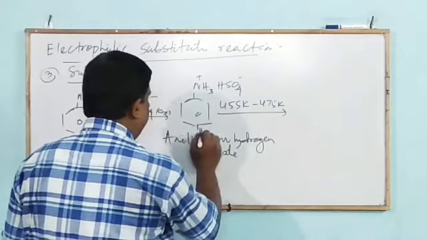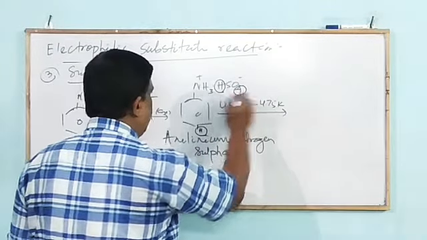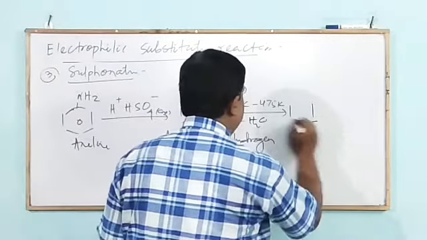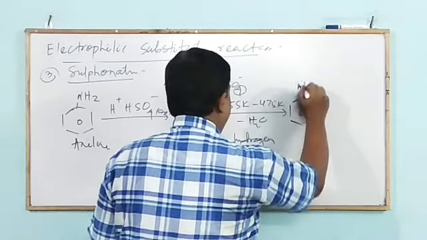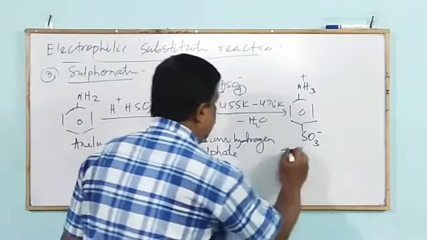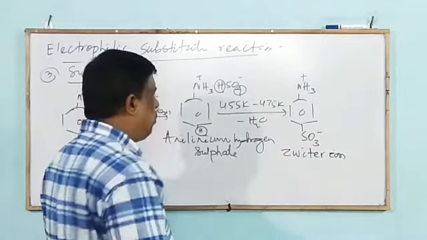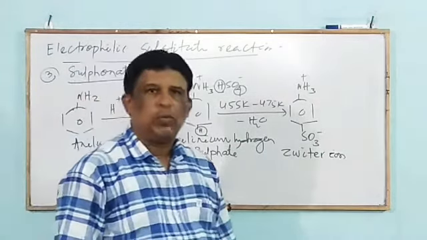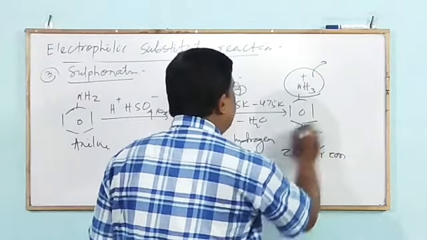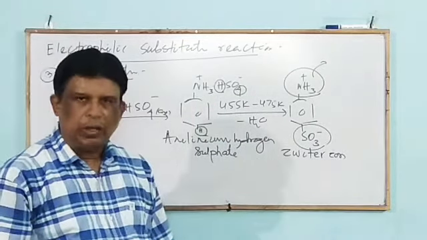Here H is there, 1H, 1H, 1O. On heating, it loses a molecule of water to form the major product NH3 plus SO3 minus. It is known as Zwitter ion. What is a Zwitter ion? Both an acidic group and a basic group in ionic form are there. The acidic group is able to donate a proton, and the basic group is able to accept a proton. That is known as a Zwitter ion.